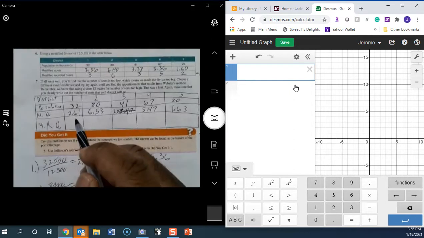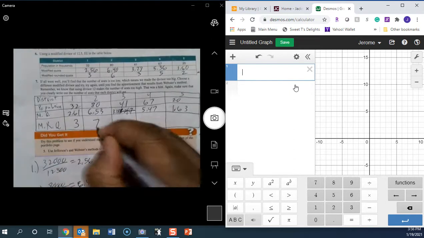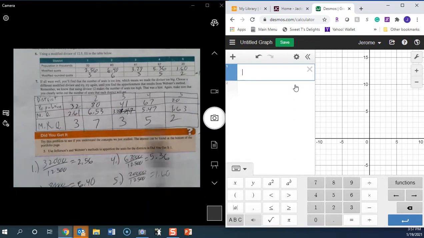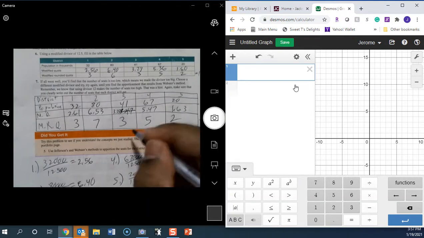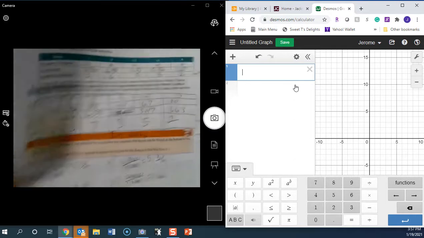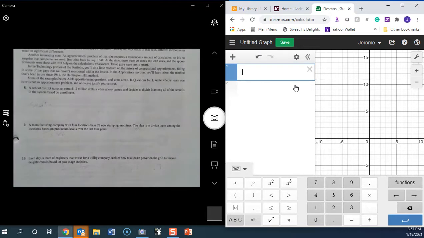So now we're going to do regular rounding rules. This would be 3, 7, 3, 5, and 2. Now when we add all of this up, this equals 20, and it works. It's a lot more work for this method and the Jefferson method, but it still works.